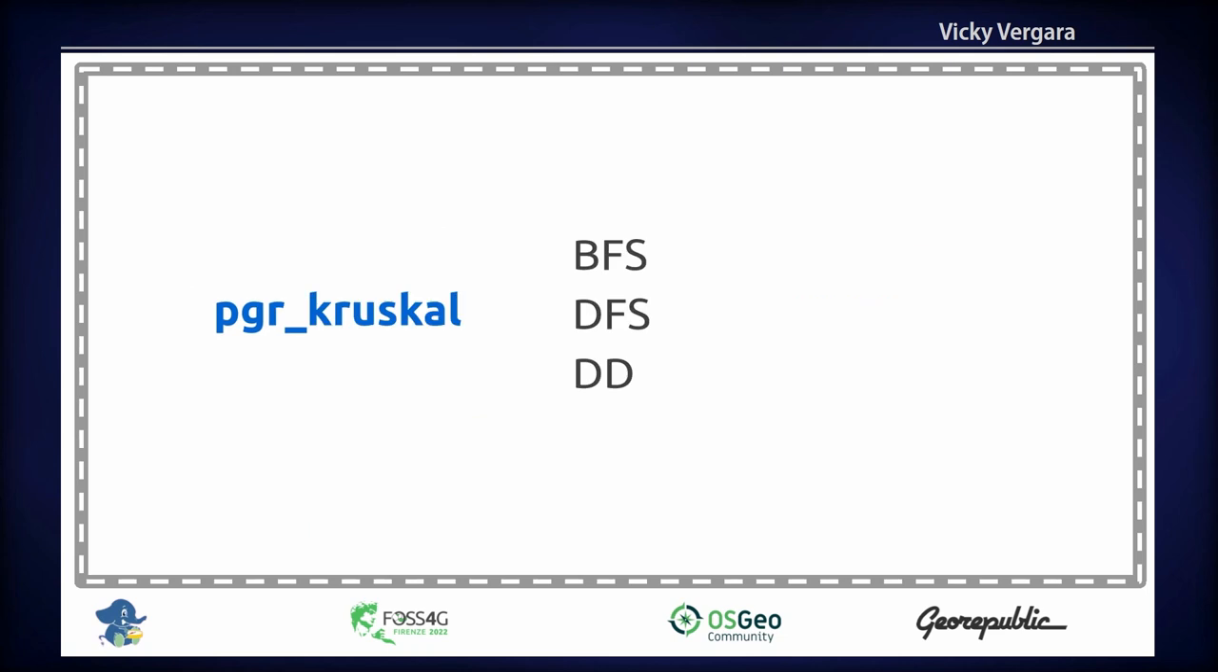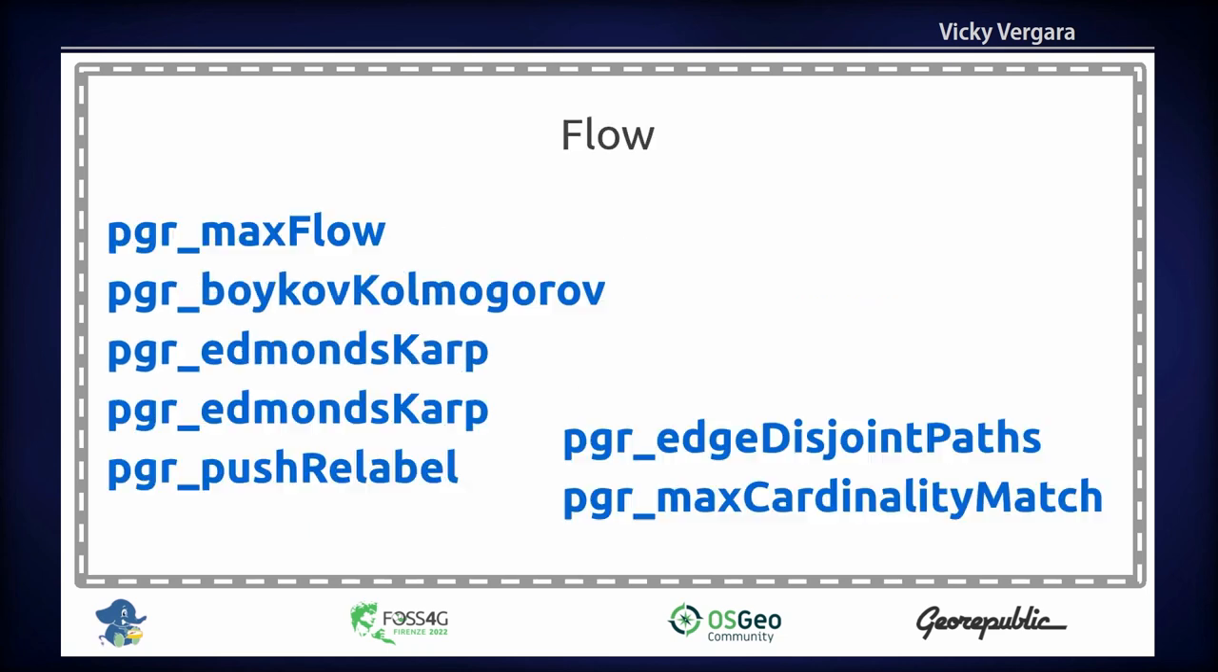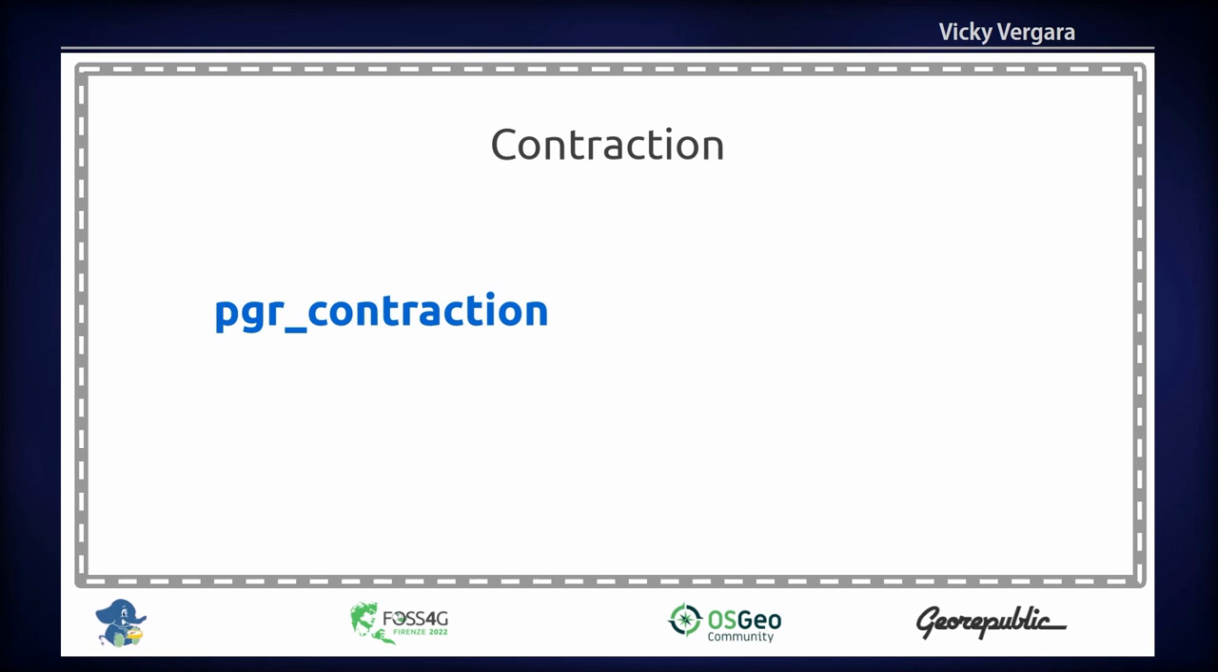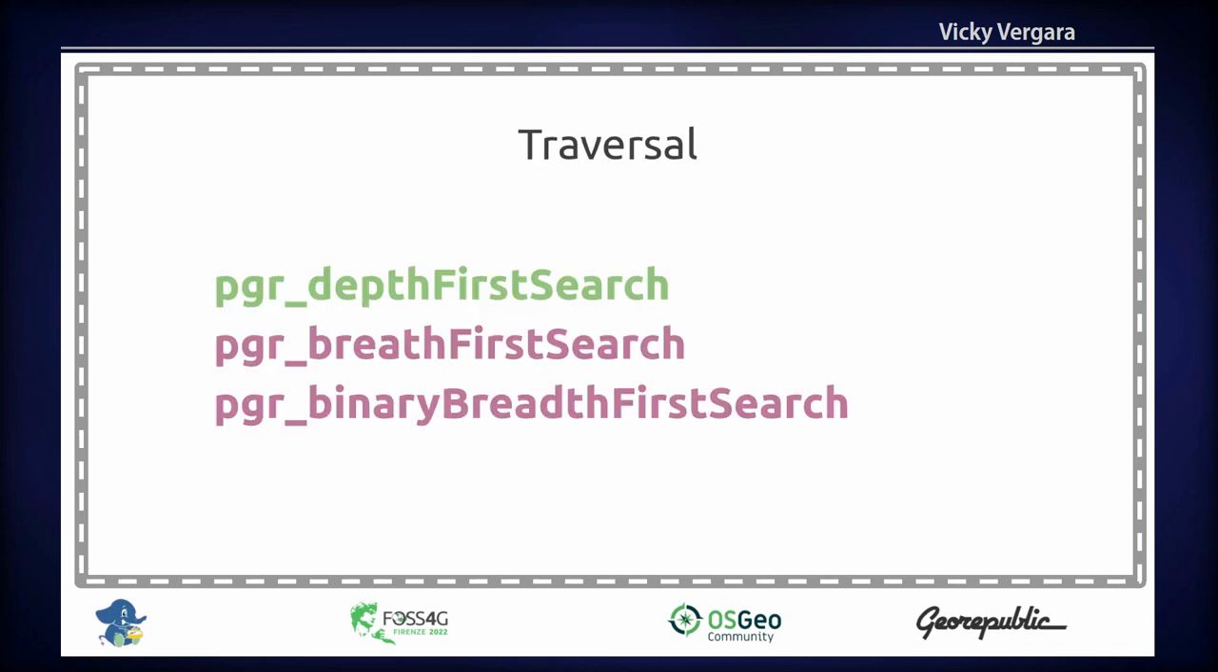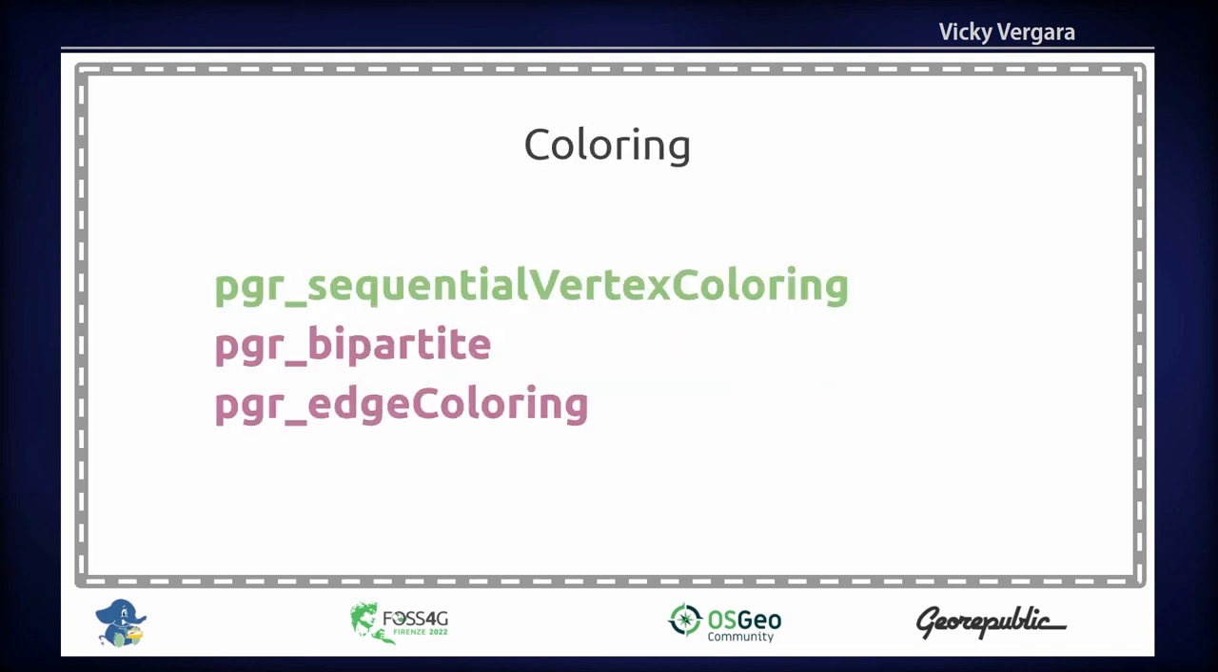So we have connectivity. This is for traversal. We have Kruskal algorithm, Prim algorithm. We have flow functions that work for flow of cars, flow of water, flow of electricity. When you want to design something like the water pipes for a city, you can use these ones. We can contract graphs. We can do several types of traversal, and solve different kinds of coloring problems.